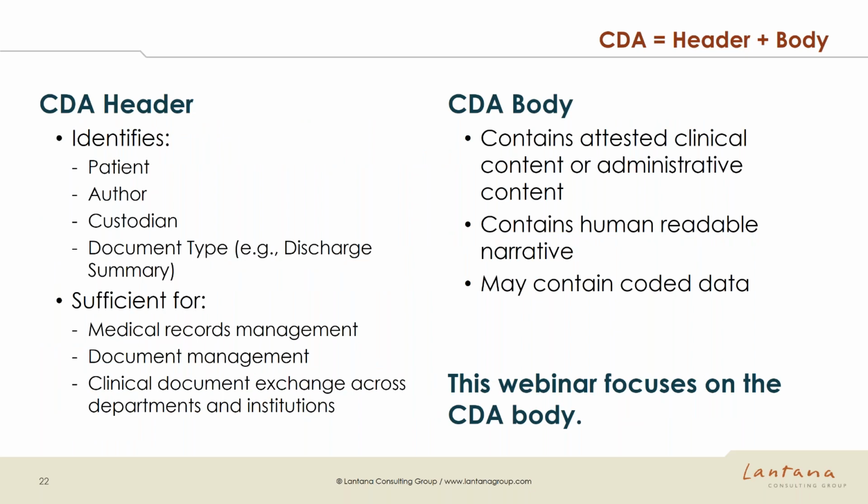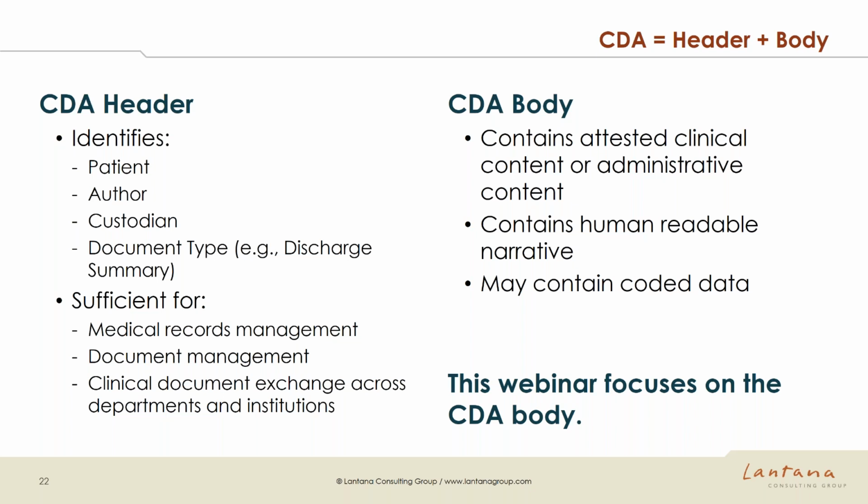So first of all, the CDA documents consist of two main parts. The first part is the CDA header. This identifies the metadata that is important for setting the scope and context of the document. It'll identify who the patient is, who the author is, what kind of document it is, a history and physical, a discharge summary. It's basically the information that is sufficient for document management, so you can look up documents and retrieve them quickly and easily by patient, by type, by date, all that type of stuff.